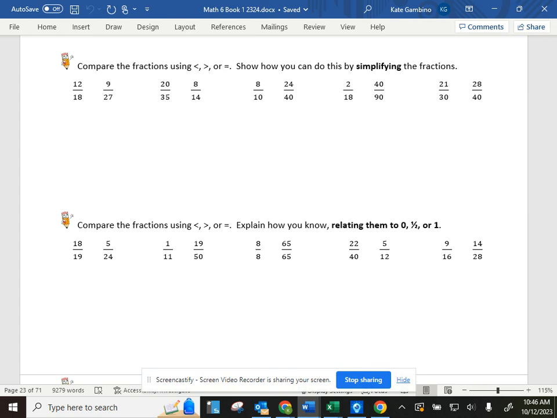Callie? You can simplify them by 3. I could divide a 3 out. So 18 divided by 3 is 6, 12 divided by 3 is 4. I can divide a 3 out here. 9 divided by 3 is 3, 27 divided by 3 is 9. Is it easy for me to compare?